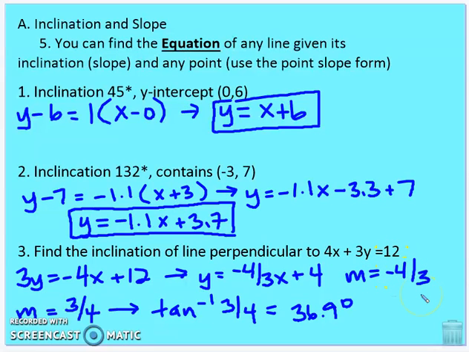I know that the slope of the line that's perpendicular to this line is going to be the opposite reciprocal. So opposite in sign, reciprocal in value. So my slope of the line that's perpendicular to this line is 3/4. Now I'm going to take the inverse tangent of 3/4 to find my inclination. Inclination of this angle is 36.9 degrees.